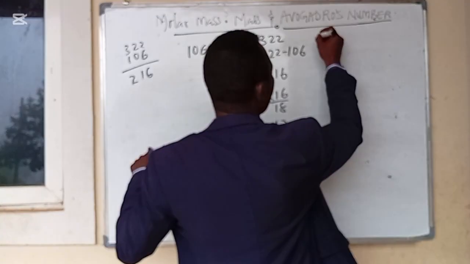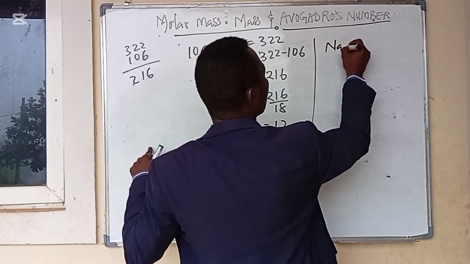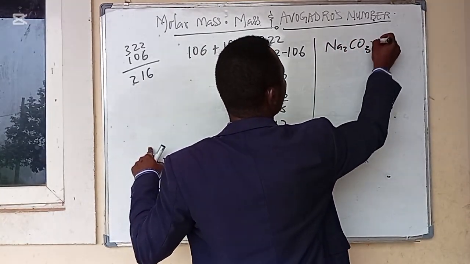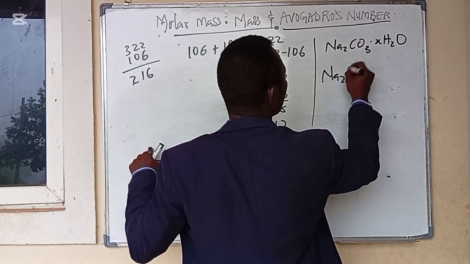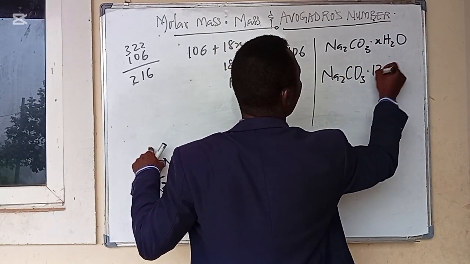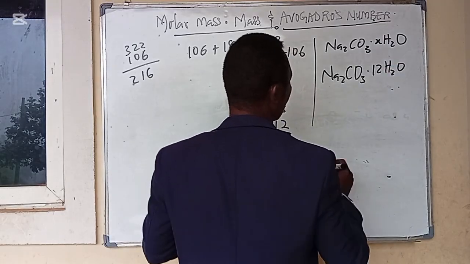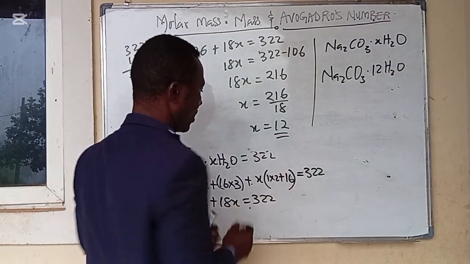So the compound they gave us, which is Na2CO3.xH2O, is actually Na2CO3.12H2O. So that is the answer.